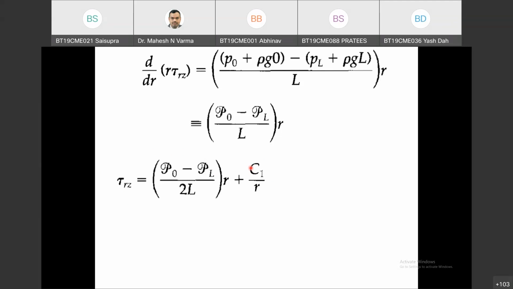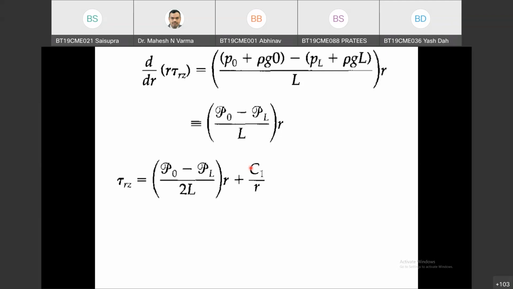That is called no slip condition. So tau is 0 at the boundary, yeah. So at the boundary, at r equals 0, no, that's for velocity, sorry, sir.